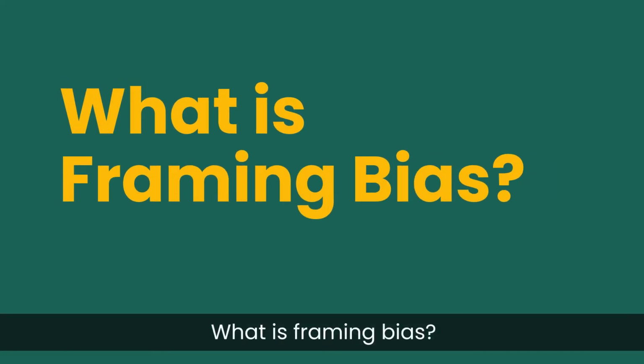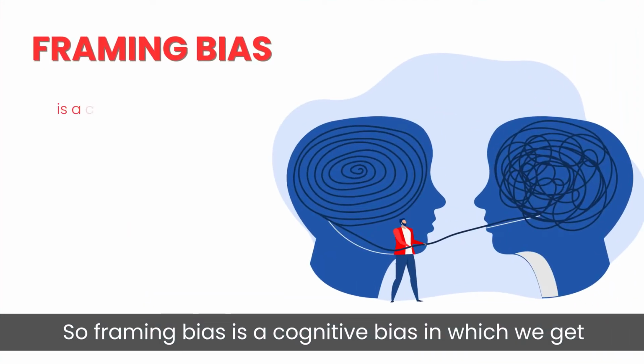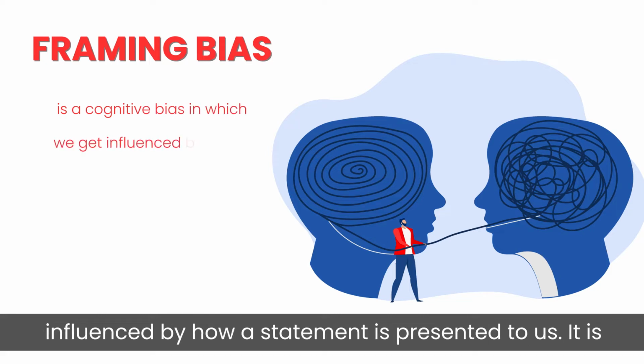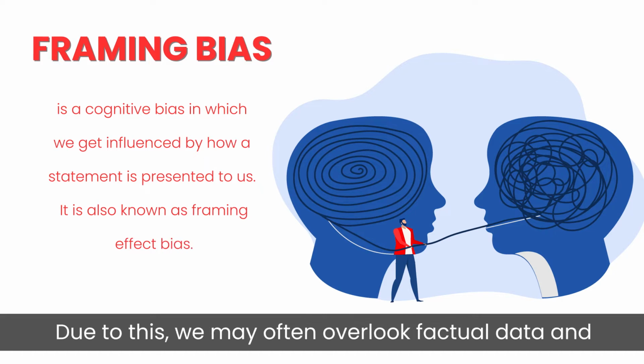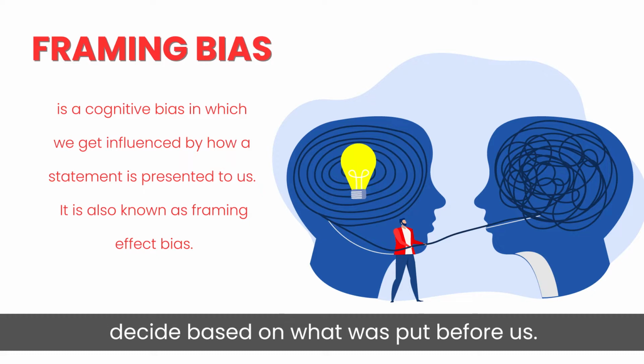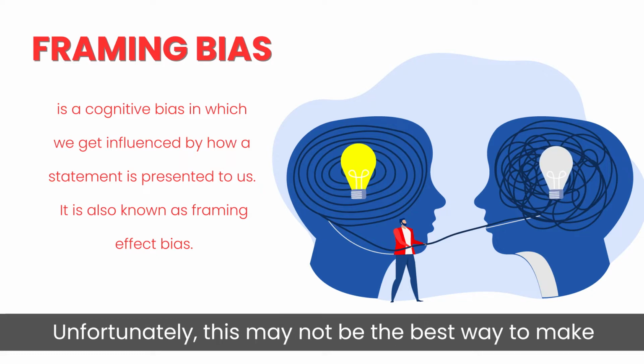What is framing bias? So framing bias is a cognitive bias in which we get influenced by how a statement is presented to us. It is also known as framing effect bias. Due to this, we may often overlook factual data and decide based on what was put before us. Unfortunately, this may not be the best way to make decisions.